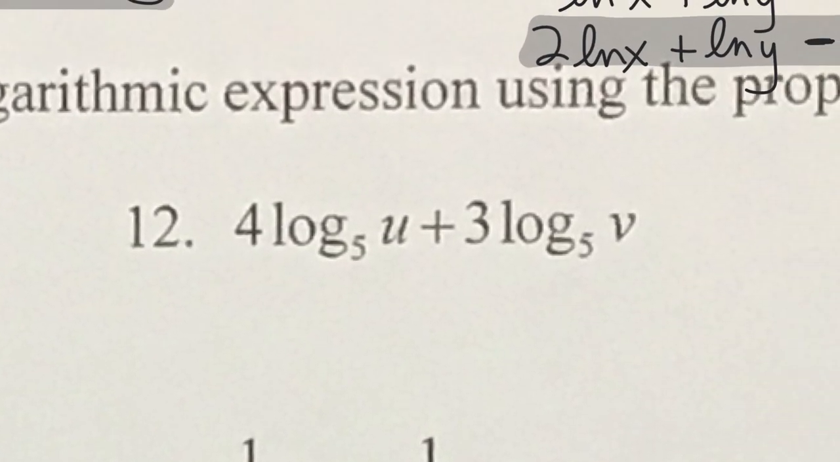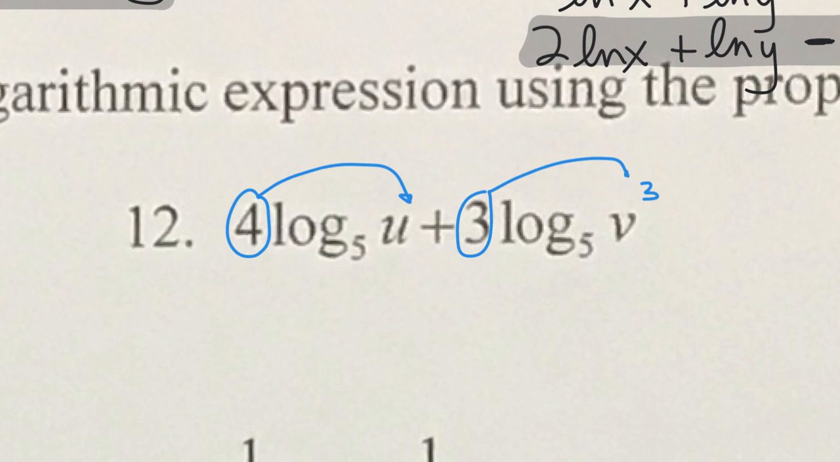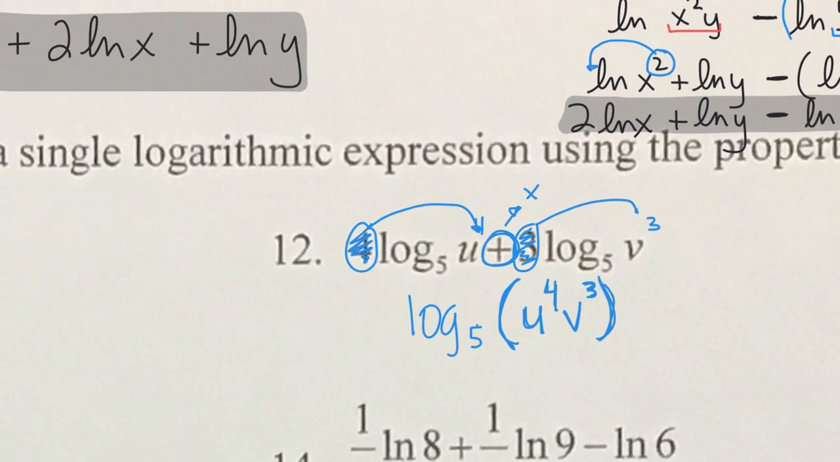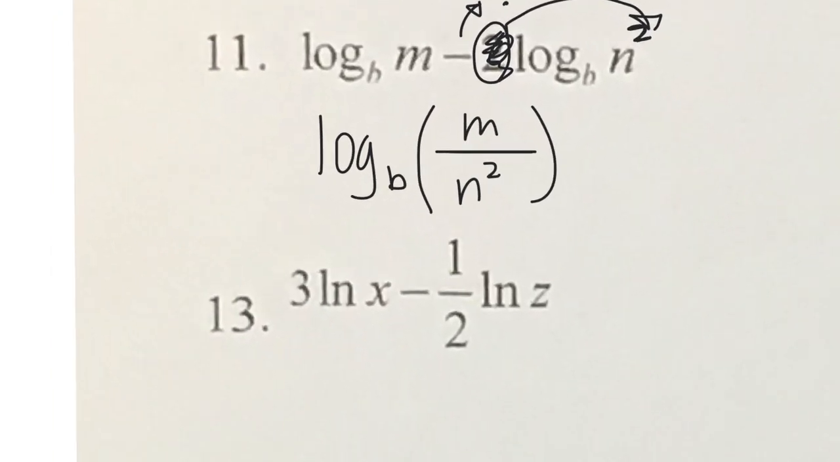Okay, so similarly over here for number 12, first we make these into powers. So v cubed and u to the 4th. And now plus becomes multiplication. So it's log base 5 of one product. That would be u to the 4th v cubed. Okay, so this does not need parentheses, but if you need them there to remind yourself not to log every single term, then you can do that. Okay, so condensing is usually easier than expanding.